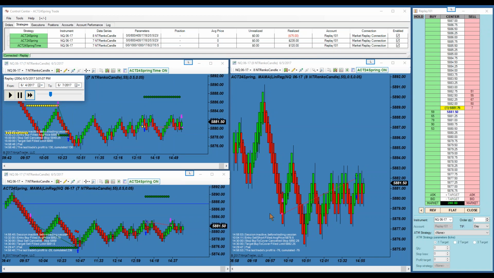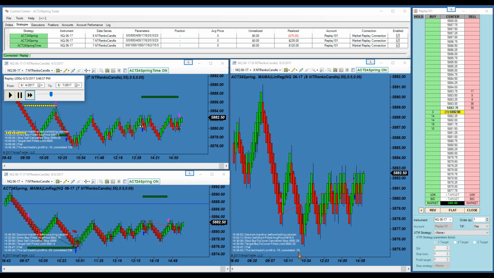Order filled. End of day. Down $75 for the day. It reflects it up here on the 8 chart. The 7 did well. It did $235. And then the springtime trade did $120. It had gotten in again to go long and just timed out at the end of the day.